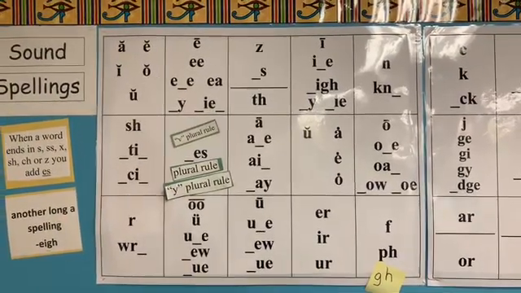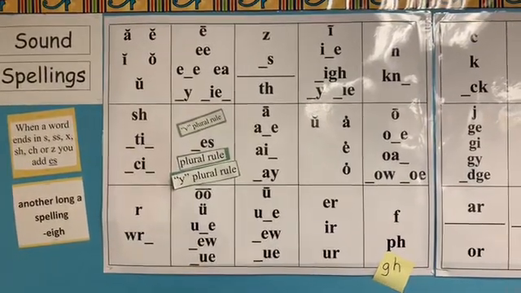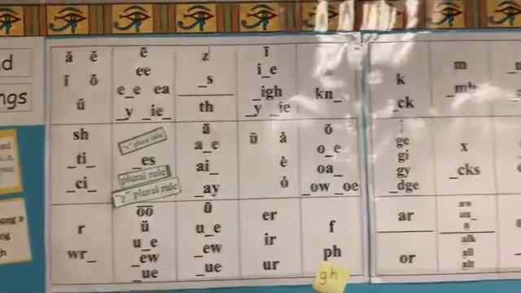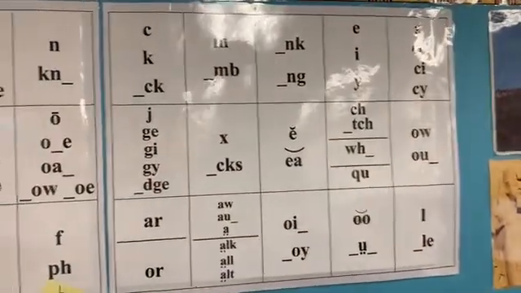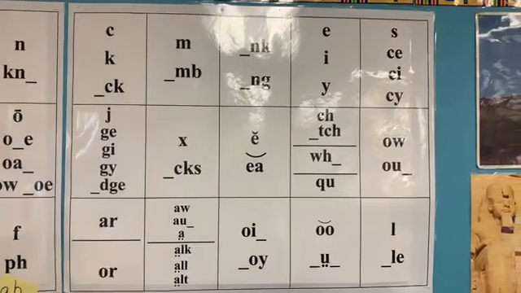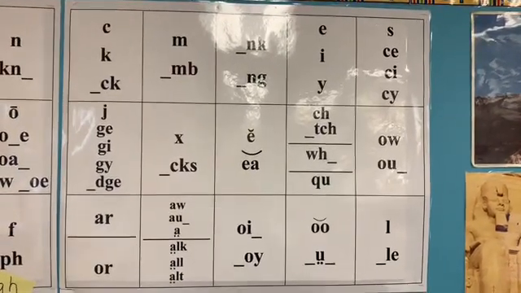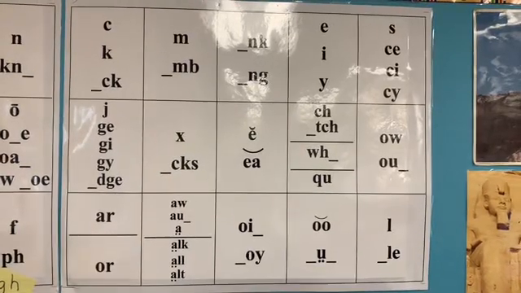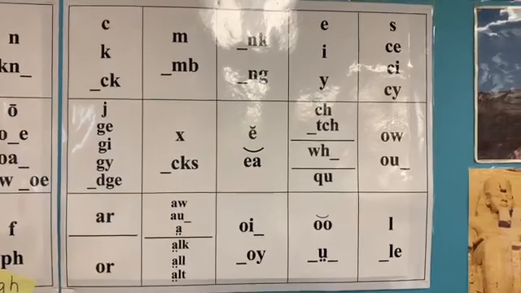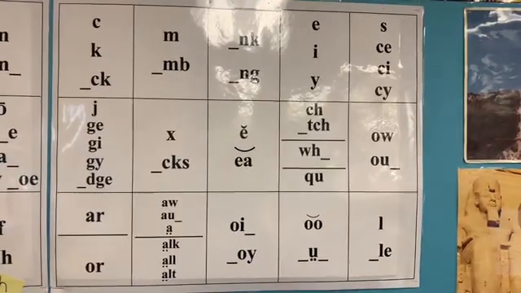Sound, Er. Spellings, E-R, I-R, U-R. Sound, F. Spellings, F, P-H, and sometimes G-H. Sound, K. Spellings, C-K, blank, C-K. Sound, M. Spellings, M, blank M-B. Sound, Nk. Spellings, blank N-K. Sound, Ng. Spelling, blank N-G. Signal letters, E-I-Y. Sound, S.